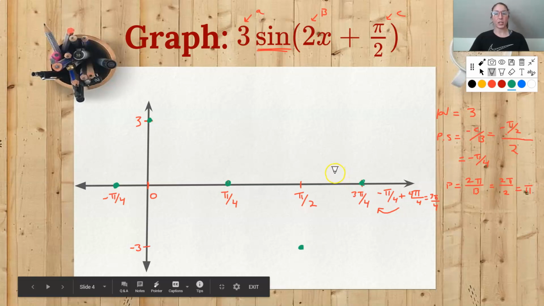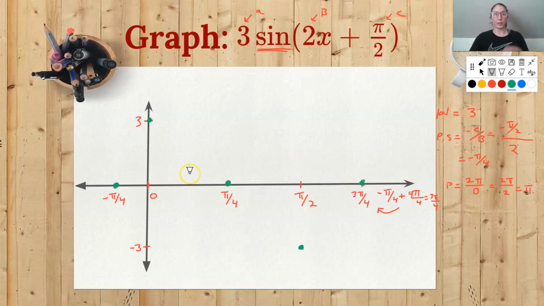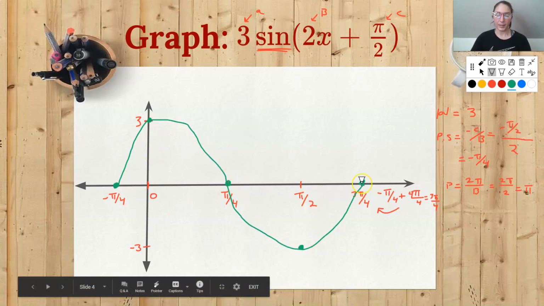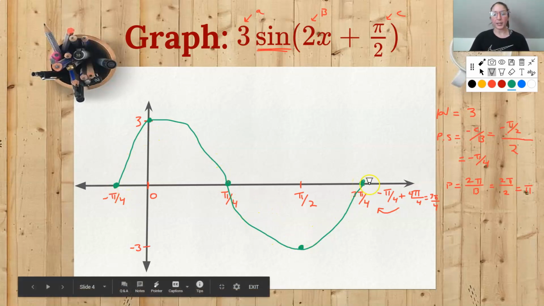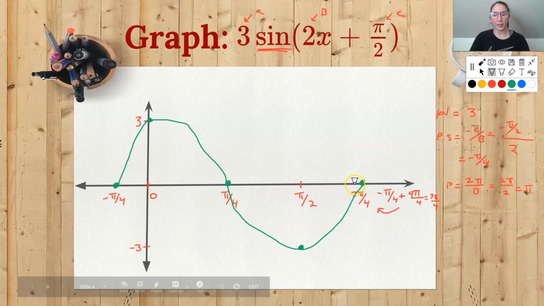So that's why knowing the shape of the sine curve is so important. It goes 0, high, 0, low, 0. And I'm going to try to connect this as best I can. Again, sine: 0, high, 0, low, 0. That's for sine. Cosine has a different shape. So this then would be the sketch of our complete cycle for 3 sine 2x plus pi over 2.